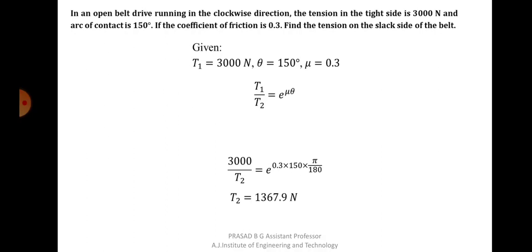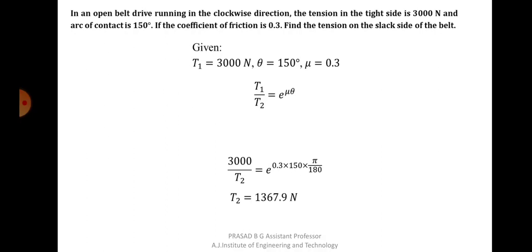So they have asked you to find the tension on the slack side. That means you are supposed to find T2. T1 is given, 3000 Newton tension, T2 is not given. This is the only formula where you can get it, because they have given you the value of theta and the value of mu. So you cannot use any other formula to find this. The direct formula we have is T1 by T2. Please remember this formula, ratio of tensions: T1 by T2 is equal to e power mu theta.